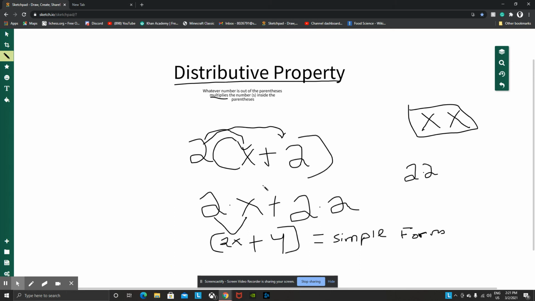So this is what distributive property was. It is whatever number is outside the parentheses multiplies the numbers inside the parentheses. We showed this in our equation, 2 times x plus 2 times 2. And then we got our answer, 2x plus 4. And we cannot combine them because they're not like terms. And this is the simplest form we got to.